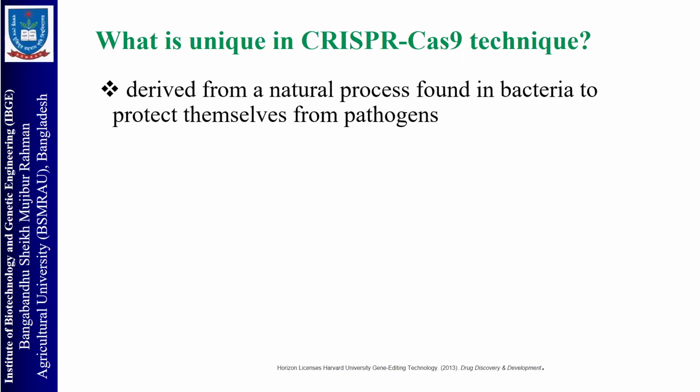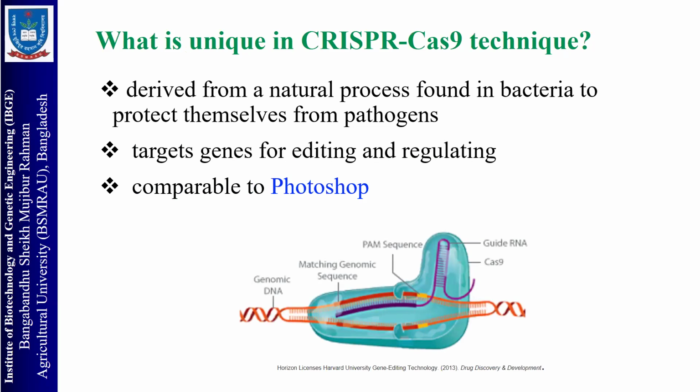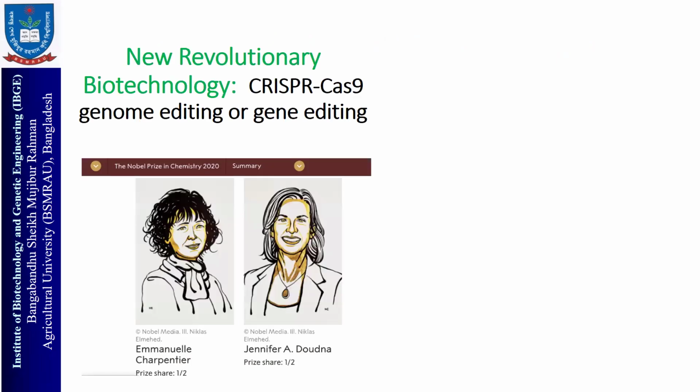CRISPR is unique because it is derived from a natural process I mentioned before, found in bacteria and archaea to protect themselves from the viruses, and it targets genes for editing and regulating. And the third point is that it is comparable to Photoshop. As we can edit a photo by using Photoshop, it is like that. So you can change any code of the genetic code of any organism.